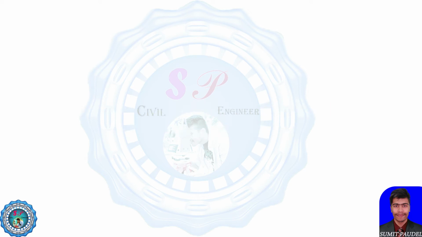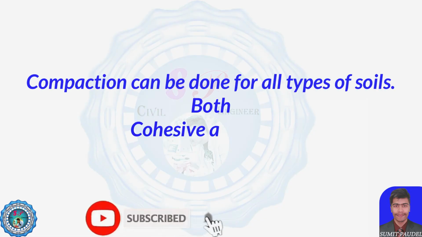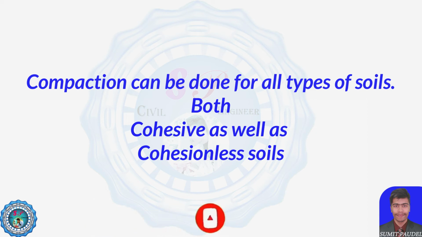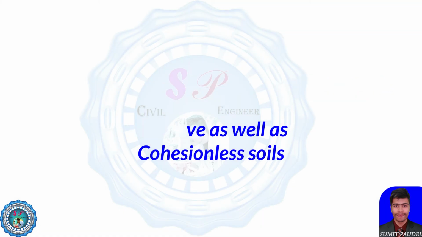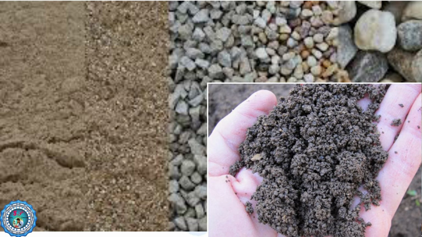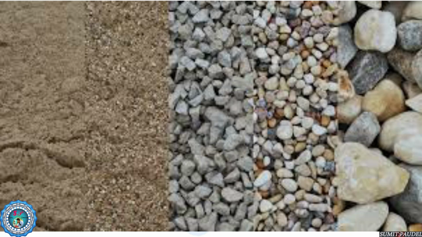Okay, and talking about the next point about compaction, compaction can be done for all types of soil, both cohesive as well as cohesionless soil. Cohesive means force of attraction between soil particles. Cohesionless means there will be no force of attraction or very little force of attraction. For both soils, compaction can be done. That means cohesive means what? Clay soil. Cohesionless, gravel, sandy soil.